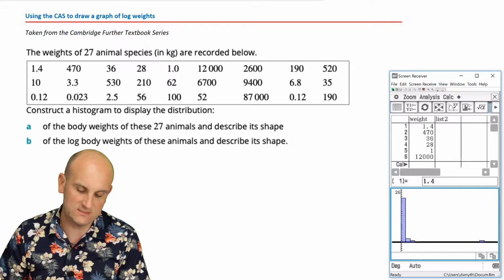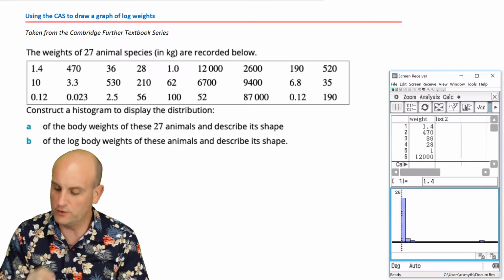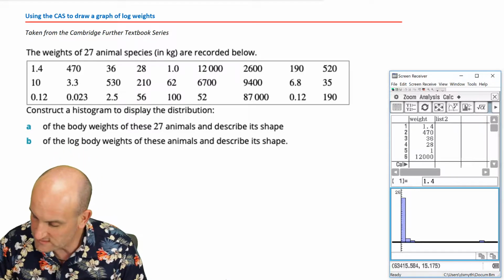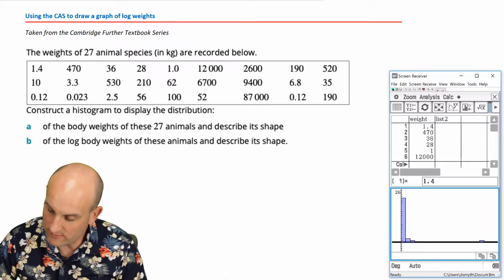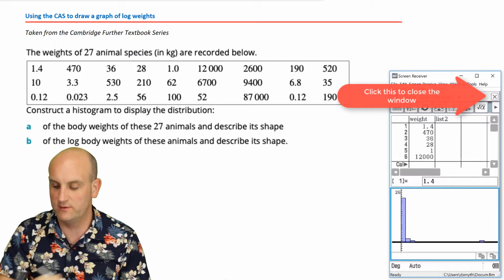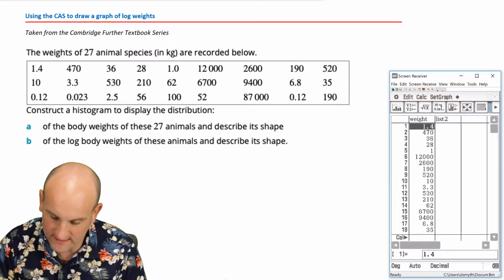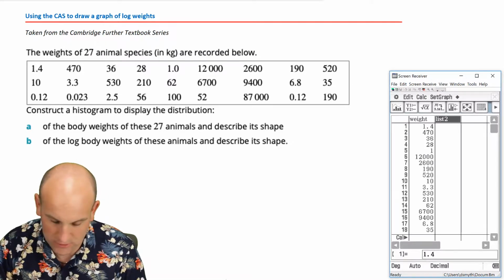But then part B says to take the log of the body weight of these animals and describe its shape. All right, we can do this. We're going to do the log body weights. Well, first things first, I'm going to hit the close button to get rid of that graph. Obviously, I want to close the graph box, so it's got the blue line around it, and then I'm going to hit this little X at the top, if I can see it under the studio lights. And now it's the list 2 I want.